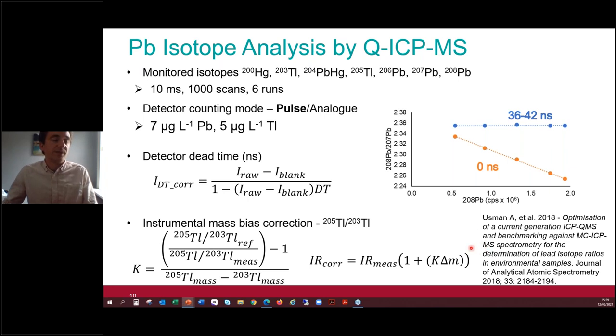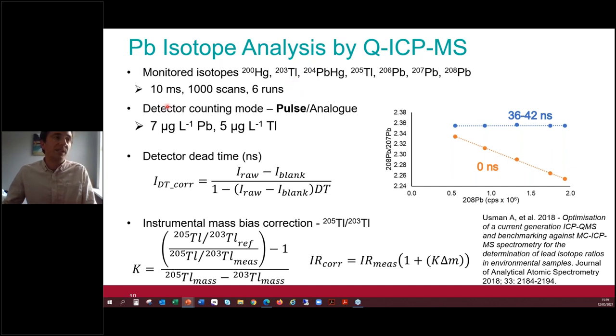We were largely able just to take their methods here. They did all the hard work for us in the method development, essentially, and we could just use what they developed. So there's a few more considerations when you want to do isotope analysis as compared to standard concentration analysis. What we monitored is the four lead isotopes, so 204, 206, 207, and 208. 204 lead has an isobaric interference from 204 mercury, and so we monitored 200 mercury in order to perform a correction on that. And we also included thallium and monitored 203, 205 thallium to use for a mass bias correction.